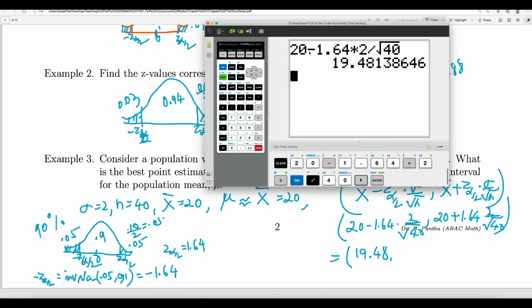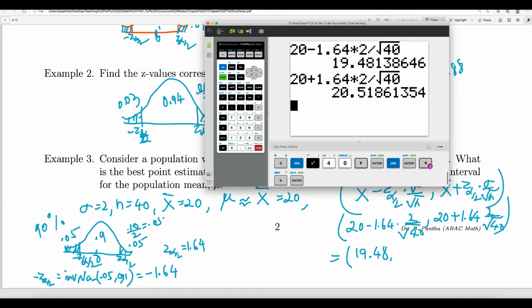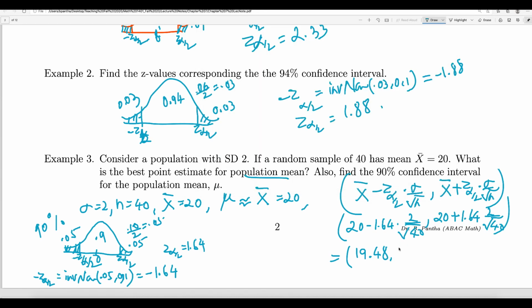Only the difference is this sign must be plus, right? So what I want to do is second and then enter, will copy everything. And then you move the cursor to the left and then change that sign, okay? So let me do that and then write plus instead of minus and then hit enter. You get 20.52. This is the final answer.